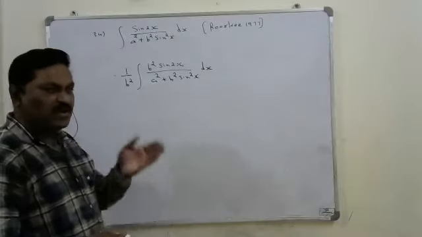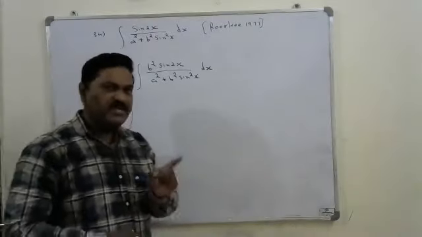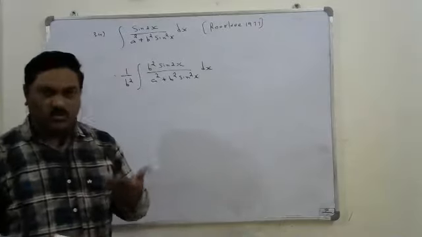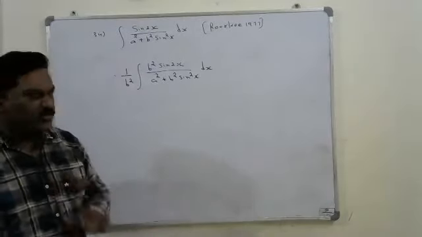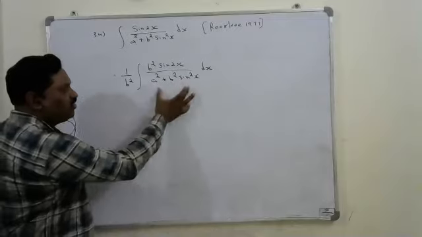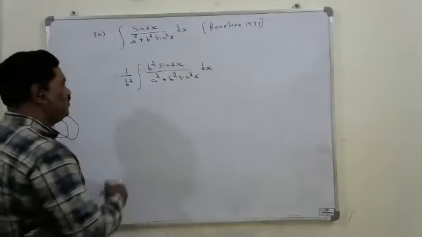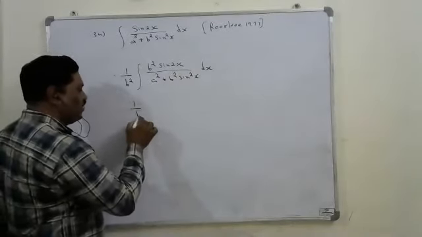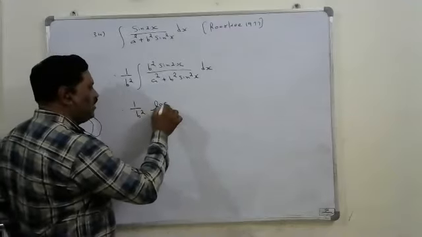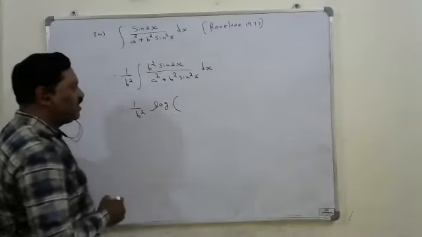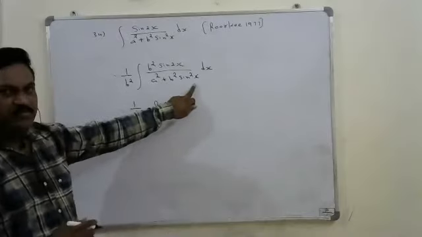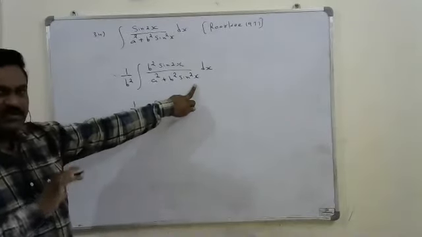Similarly, the derivative of cos square x is minus sin 2x. Now exactly the derivative of the denominator is available in the numerator. Therefore, this answer is 1 by b square into log. Here we no need to keep the modulus because all these are squares. It is not possible to give a negative value.